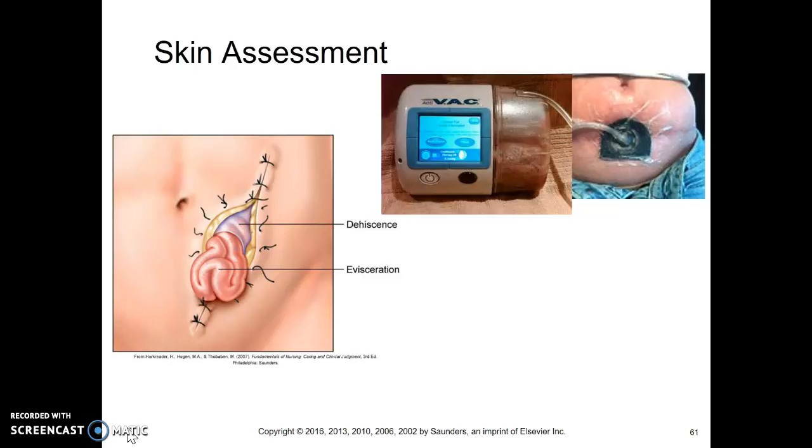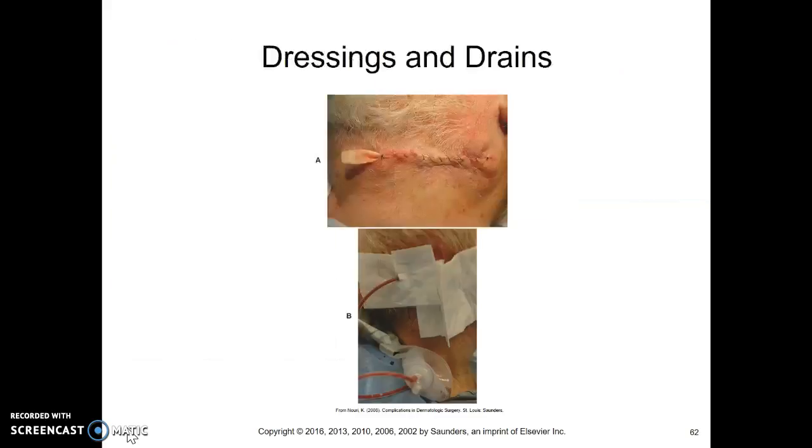You can see on the right there is a picture of a vac machine, and this is not used with evisceration, but if it is just dehiscence and there's no bowel protruding, a lot of times they will put this black sponge material down into the area of dehiscence and attach the suction tubing apparatus to the vac machine. It has a certain amount of pressure, and it will pull any fluid or infectious material out of there, and it helps pull the edges back together and promote the growth of skin to begin to heal together. So I wanted you to see that.